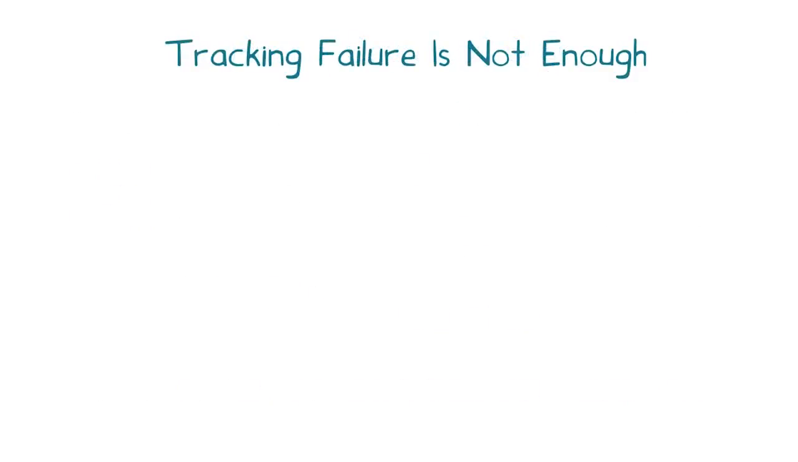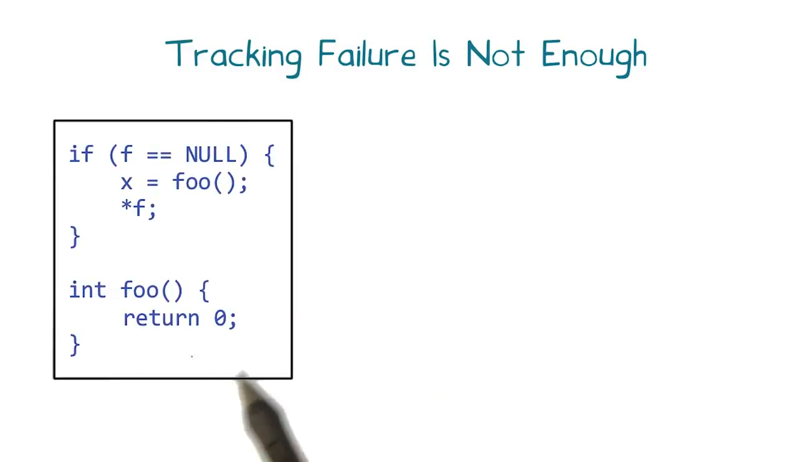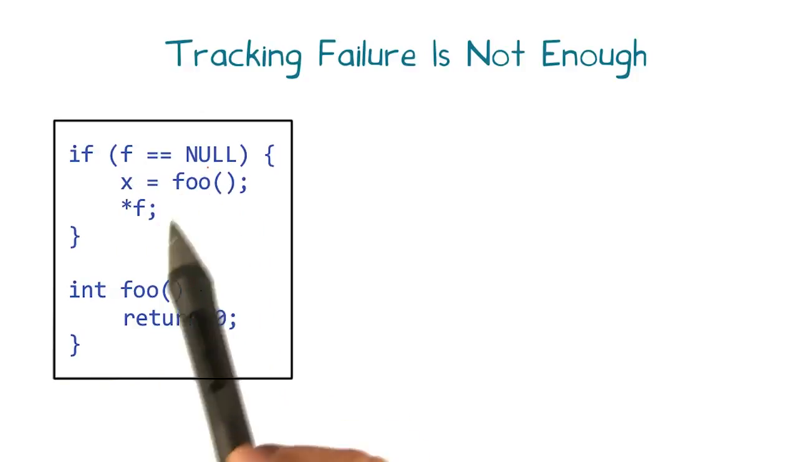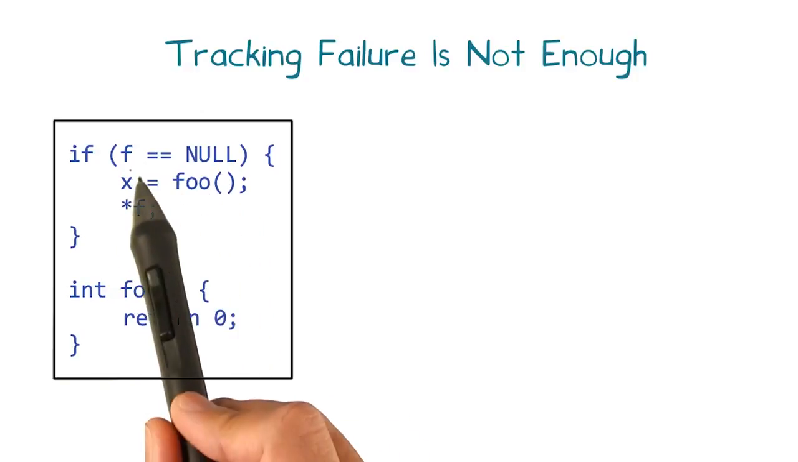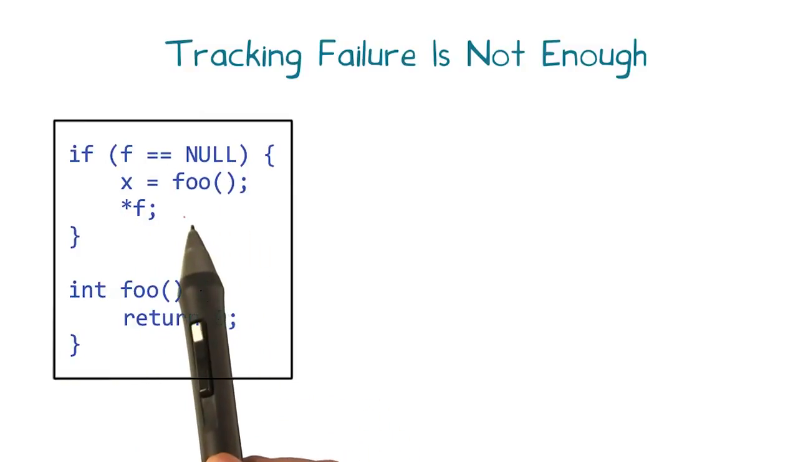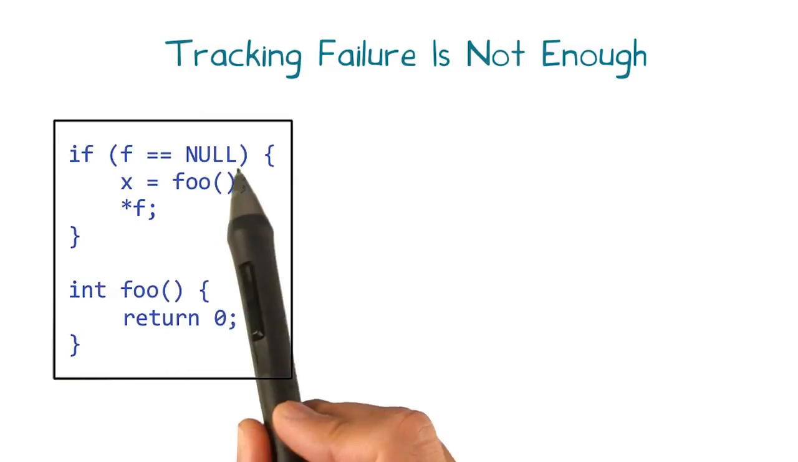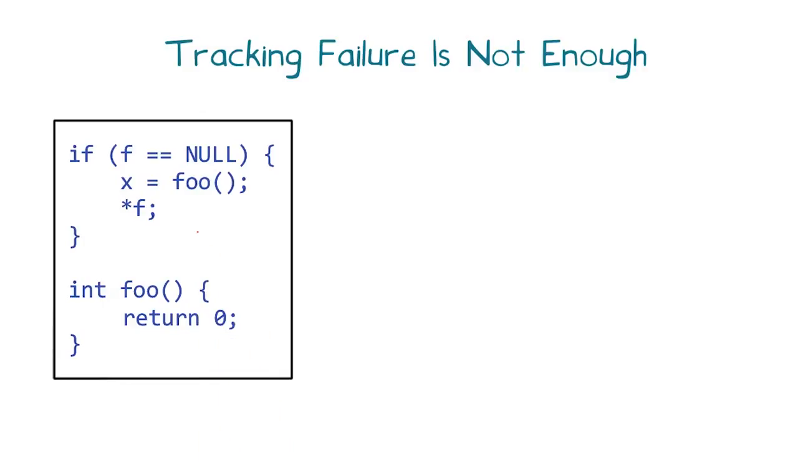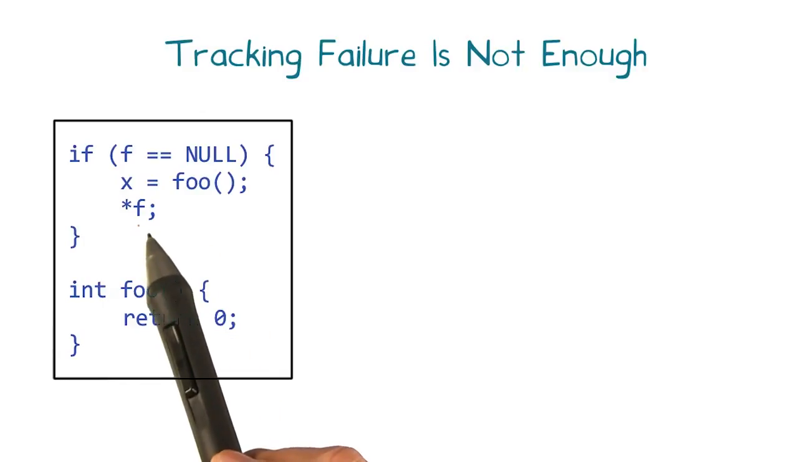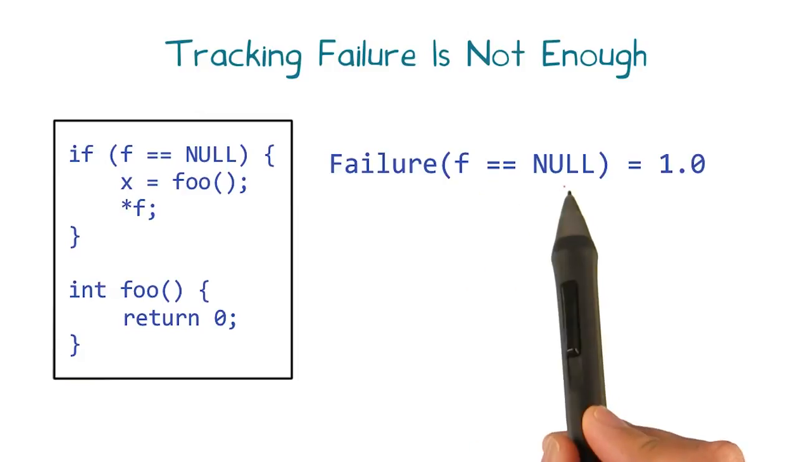However, it is not enough simply to track which predicates have the highest failure scores. To see why, let's look at the following code. In this code, we would track the predicates f equals null and x equals 0, because the former is a branch condition and the latter is an integer return value of a function. Notice that in all runs of this program in which f is null, the program will fail because it attempts to dereference a null pointer. Therefore, the failure value of the predicate f equals null would be 1.